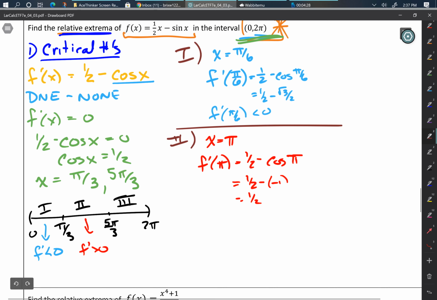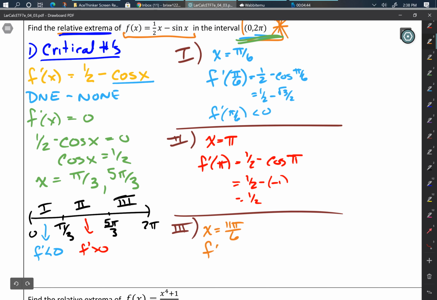Now I'll check interval number 3, something between 5 pi over 3 and 2 pi. I'm going to choose 11 pi over 6. So I'll find f prime of 11 pi over 6, which is going to be 1/2 minus the cosine of 11 pi over 6. So that's going to be 1/2 minus root 3 over 2, which is again going to be a negative value. So here we are less than 0.